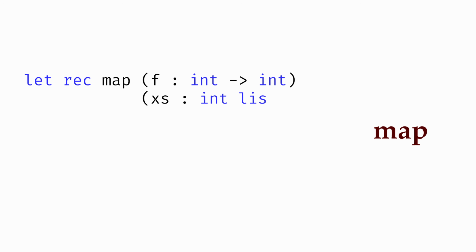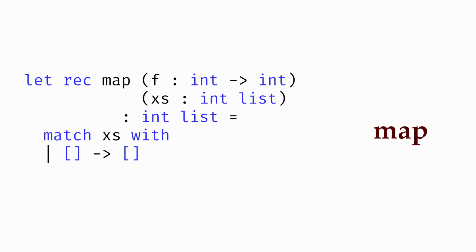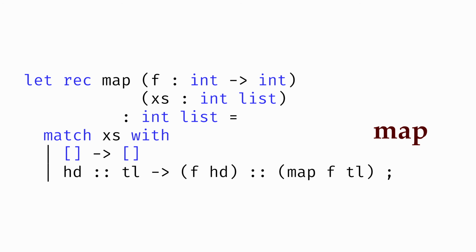The next argument will be the list of integers we want to apply the function to, and the output will again be a list of integers. As before, we start by matching the list. If it's empty, we return the empty list. If the list has a head and a tail, here's the interesting part. Before, we applied a particular operation to the head of a list. This time, in our more general map abstraction, we're going to apply the function f to the head of the list. Then, we're going to cons it with the result of recursively calling the map function. The map function takes two arguments. First, the function f that we want to map over the list, and then the list of elements to map over, which in this case is the tail of the list.